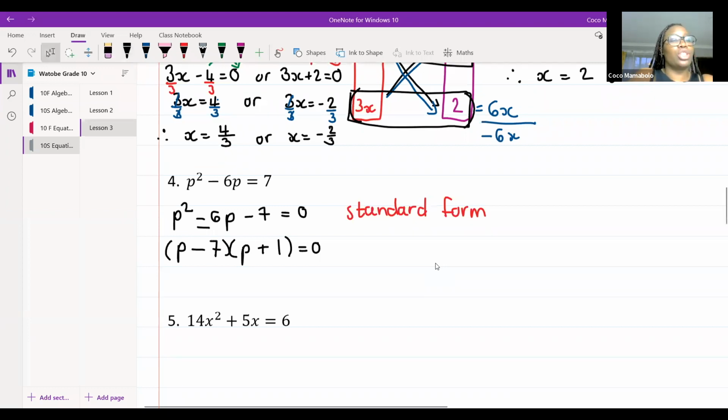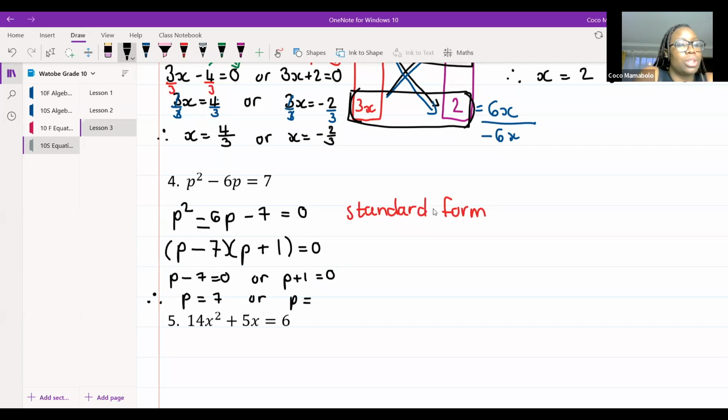Rata, you have a question, you can put it in the chat for me, or you can raise your hand, my sweetie, so we can unmute you. Okay. And then we know how to finish from here, guys. P minus 7 is equal to 0, or p plus 1 is equal to 0. Therefore, p is equal to 7, or p is equal to negative 1.